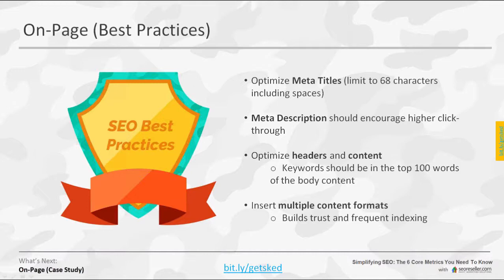Now, why should you build multiple content formats and take advantage of Web 2.0? Because Google considers multiple content formats as a sign of trust. And trust is easily measured by how frequently Google decides to index your website. Let's go to the case study.